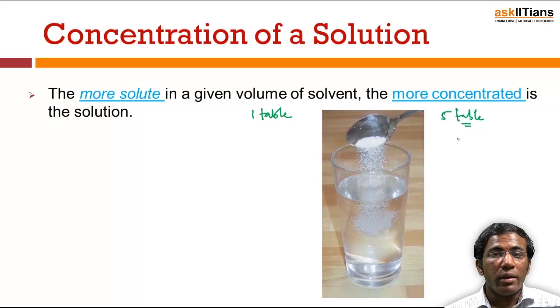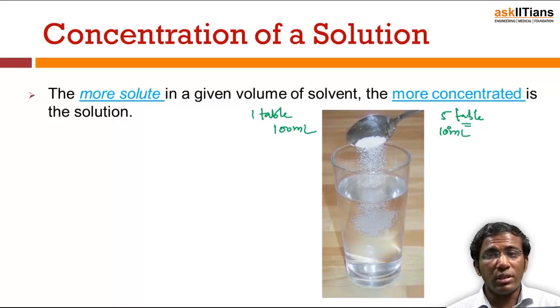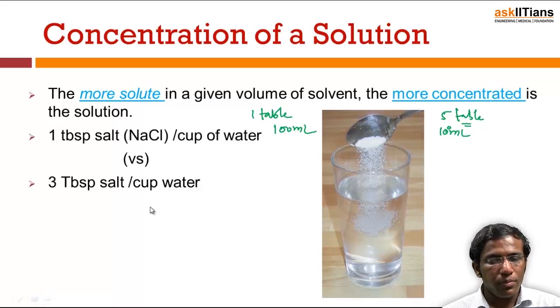amount of solute in a given volume of solvent. The volume of water I have taken is the same, that is 100 ml. So which one is going to contain more amount of solute? Obviously the 5 tablespoon salt, that is going to contain more amount of solute. Okay, then we say that this is more concentrated, and we say that this is less concentrated. Okay, the concentration is basically the amount of the solute present in a solution. Okay, so let's discuss more about it.